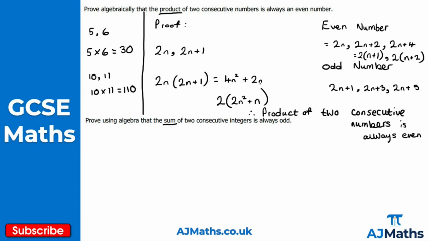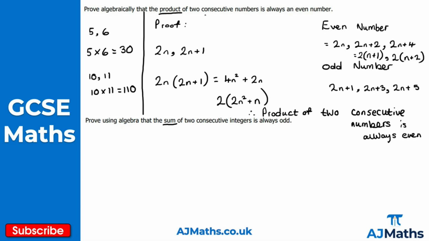Now, just a quick point here. It doesn't matter if you start with, say, 2n plus 3 and then 2n plus 4. If you start with 2n plus 1, 2n plus 2, or if you start with 2n plus 4 and 2n plus 5. I mean, what I would say is just try it. Do pick 2 different examples here, multiply them together, and see if you can factor out that 2.